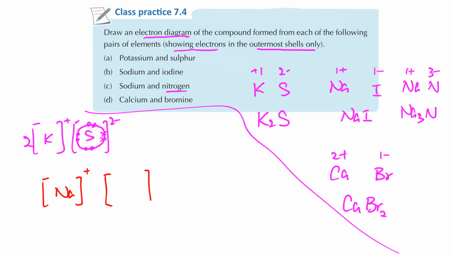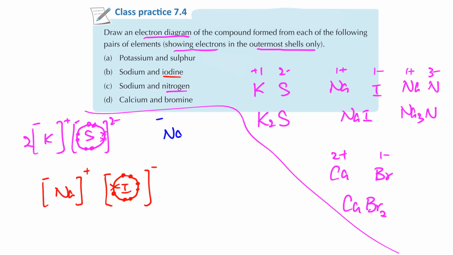Okay, and then iodine is group 7, so you know that you have 1 minus here, and the rest have to be dots. So 1 you put here, 1 you put here. Okay, no need to change anything. And then next will be the sodium nitride.